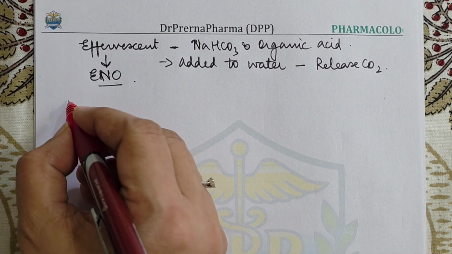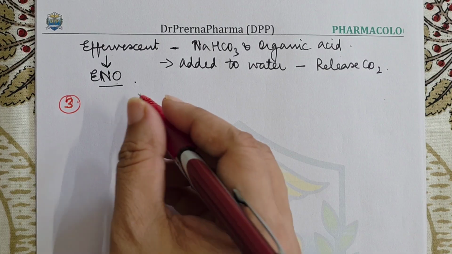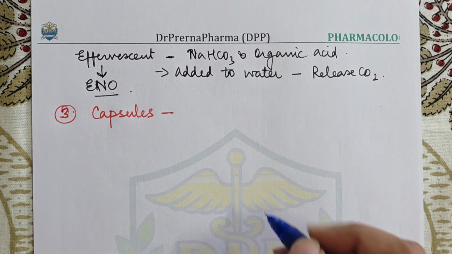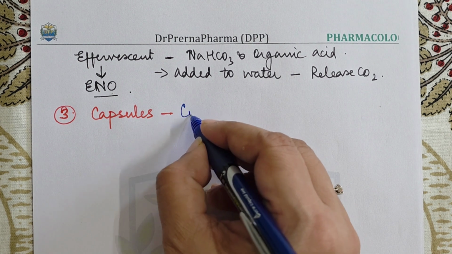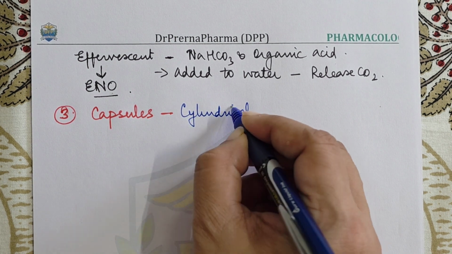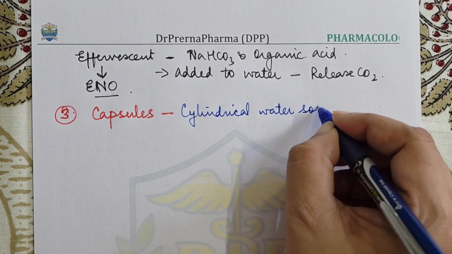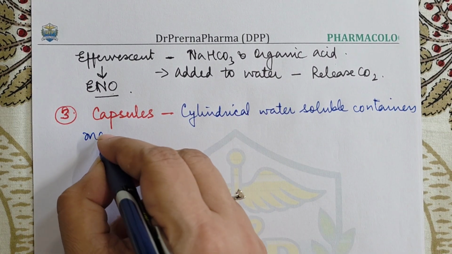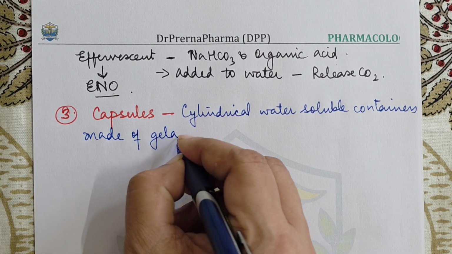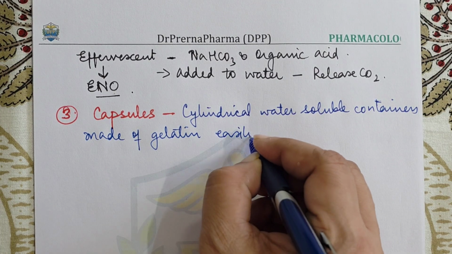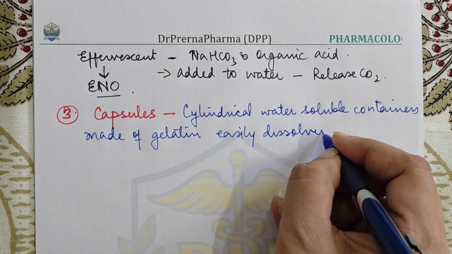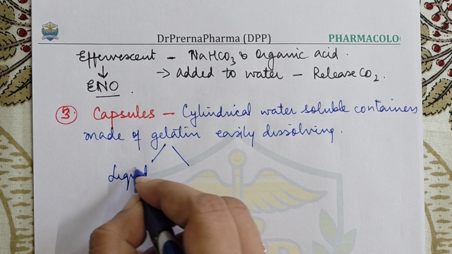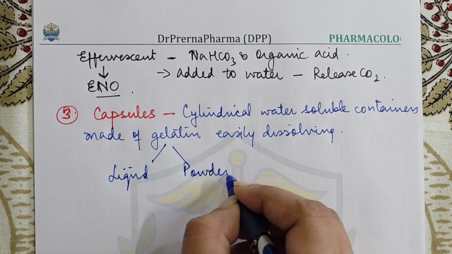Now what is the next dosage form in solids? That is capsules. Now capsules, what are capsules? You all have seen capsules. These are basically cylindrical water soluble containers. Okay, cylindrical water soluble containers. They are made of gelatin so that it dissolves easily when you take it with water, and they are usually filled with either liquid or powdered medications.